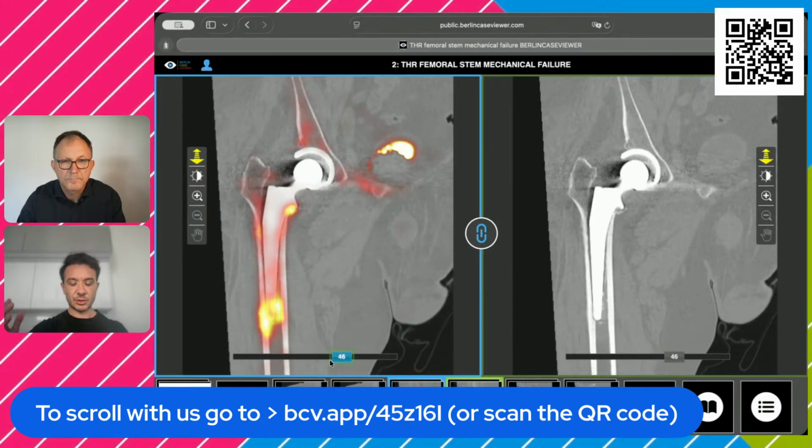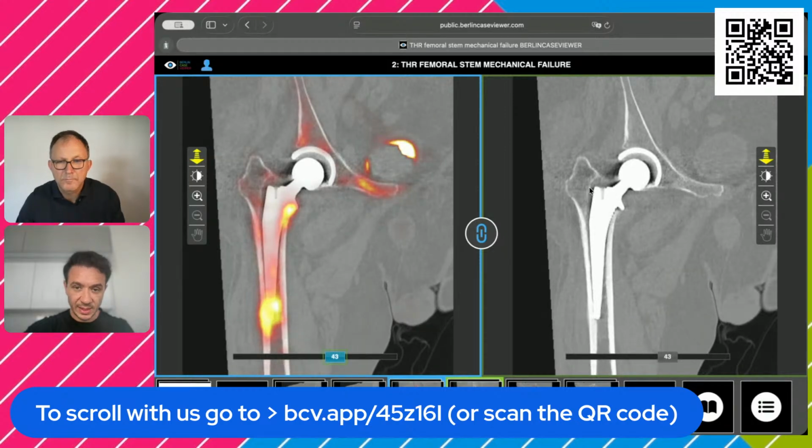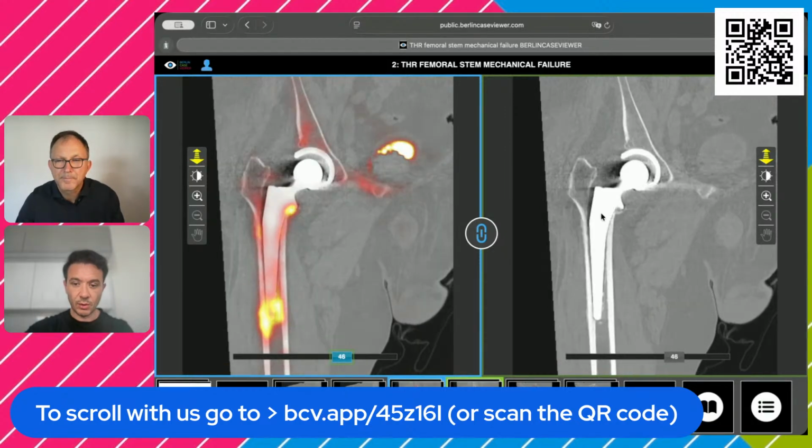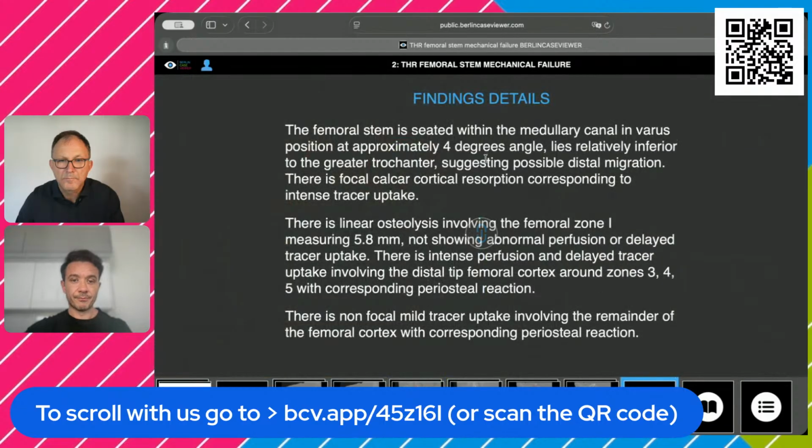So let's try to make sense of everything that we see, because we don't really see any kind of lucency around the diaphyseal femoral stem. What we see is just this lucency over here. Okay, so let's take a look at the report.